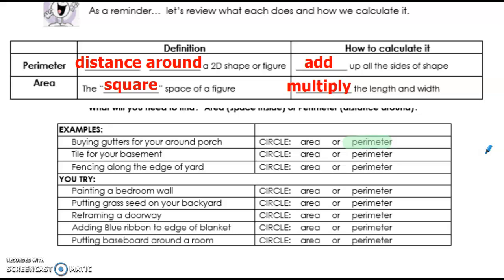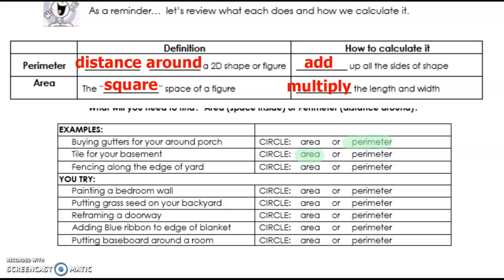Tiles for your basement. So again, I want you to envision what is actually happening. So imagine yourself laying tiles, or look at tiles on your flooring if you have them. Are you looking at the distance around the room, or am I looking at the space inside of the room? Hopefully you are thinking area. If so, you're correct. So we're looking at the space inside.